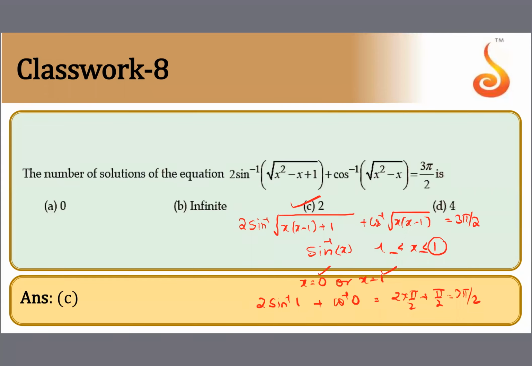Option C. Because the minimum value of this one is 1. Remaining all values are more than 1. So it must always lie between minus 1 less than or equal to x less than or equal to 1.